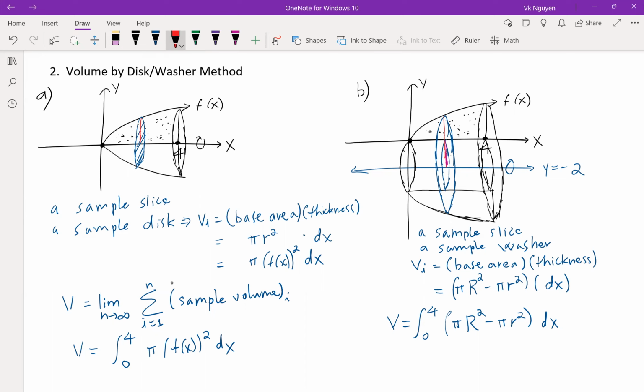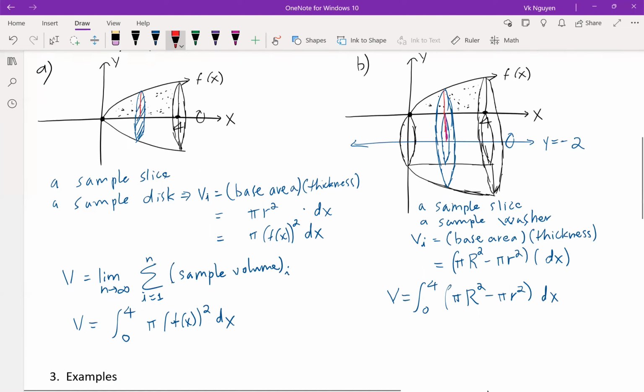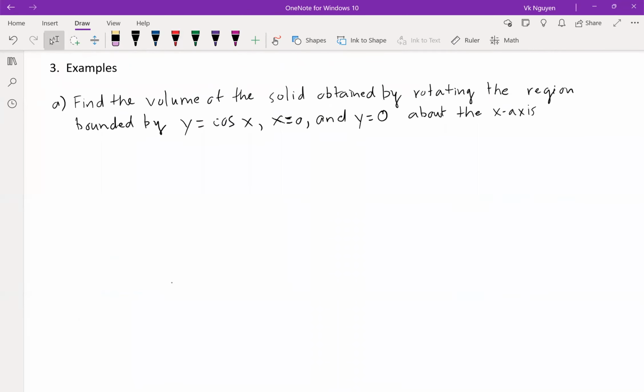Let's take a look at how we do the actual computation here. Ready? 3 examples.